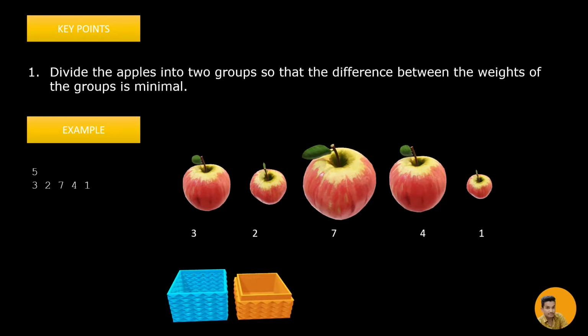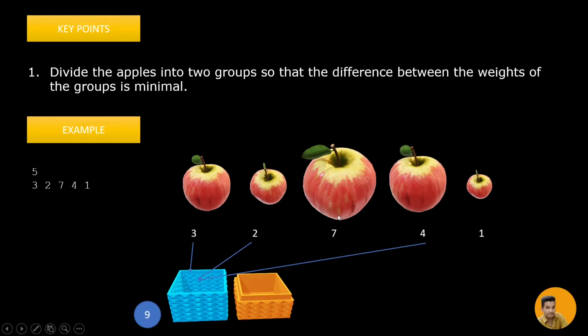So two groups, that means we have two crates, two boxes, and we are going to fill them with these apples. If I put the first, second and the fourth apple in the blue crate, the total weight will be 9. 3 plus 2 is 5 and 5 plus 4 is 9.